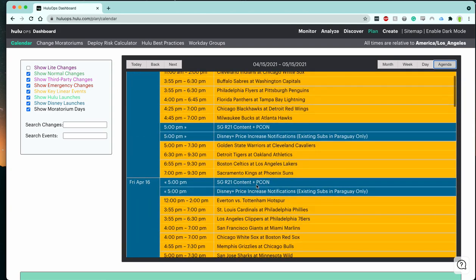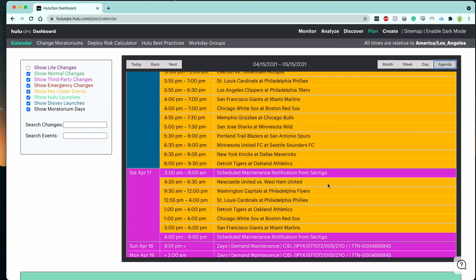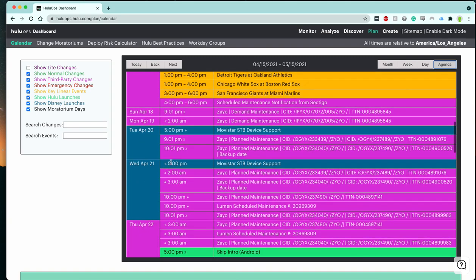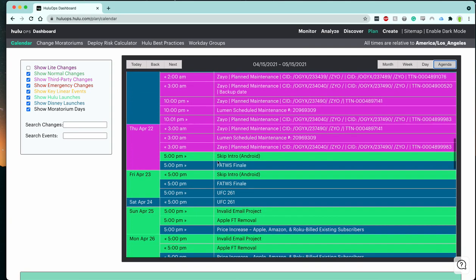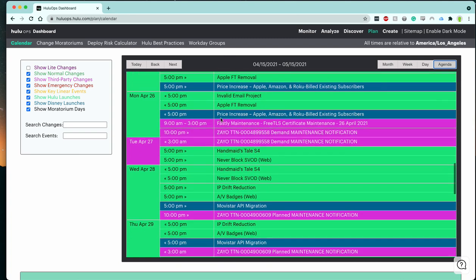And this one, I'm not actually even sure where this is coming from, but based on a color scheme, looks like it's a Disney launch, maybe? Yes. So it's related to a Disney calendar that we're publishing. Again, I don't know much about that particular calendar, but what I do know is it's a source of data for us that can inform the engineering and ops teams that it is taking place. And so these are launches. So these are Hulu launches. You can tell by the color. Skip intro coming to Android. Price increase for Disney Plus.